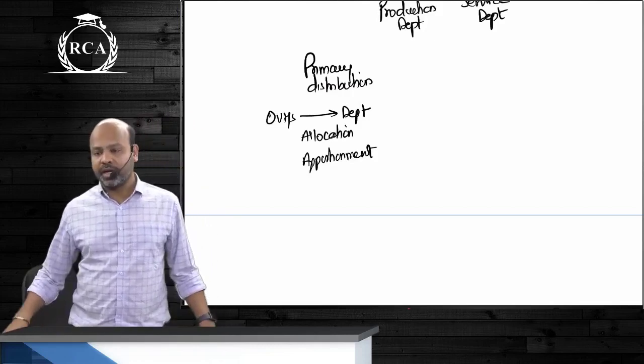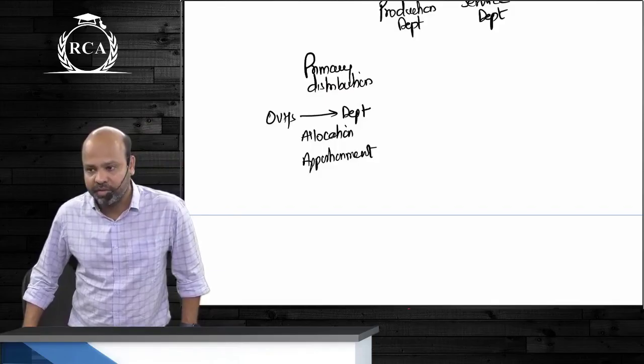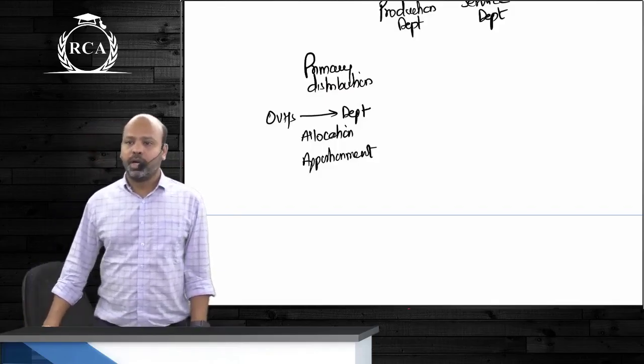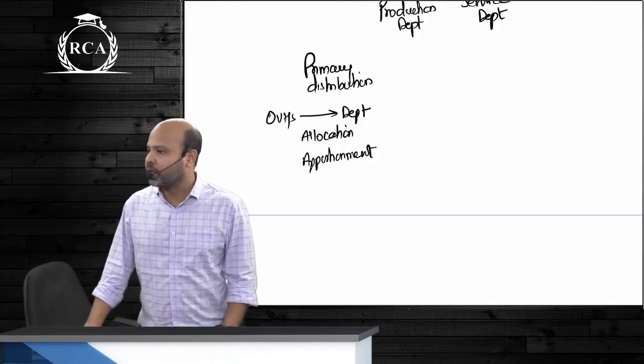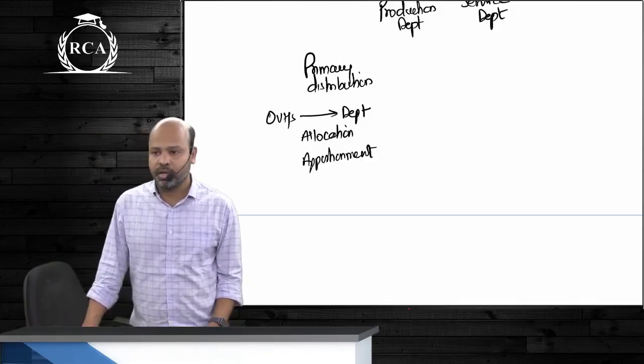Factory rent? Apportionment. Again, factory rent is not something incurred for a specific product. It is incurred for multiple products. That is why, guys, it will be a case of apportionment. Are we clear about this?